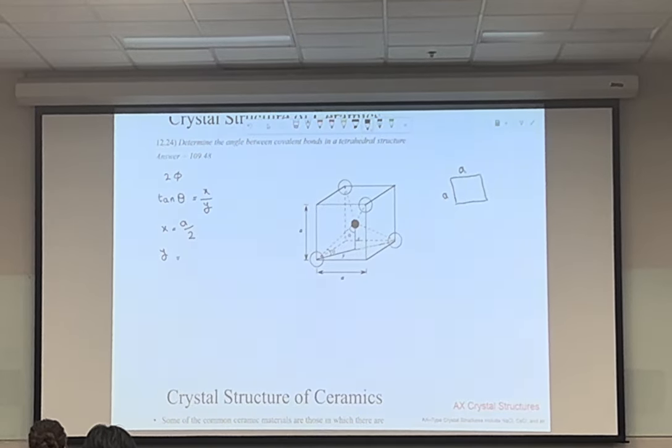And this term is 1. Basically, 1 is square root of 2 times a. Oh, I'm sorry, this is 2y, because y is half of that length. So 2y is equal to this, so y is going to be this.